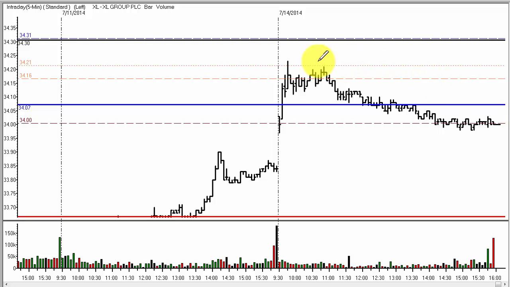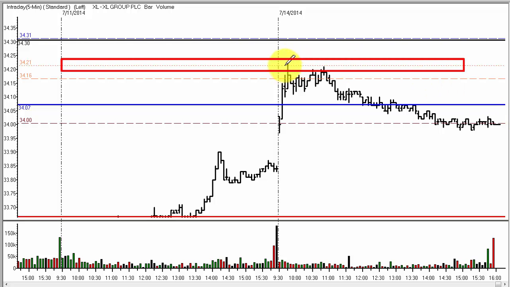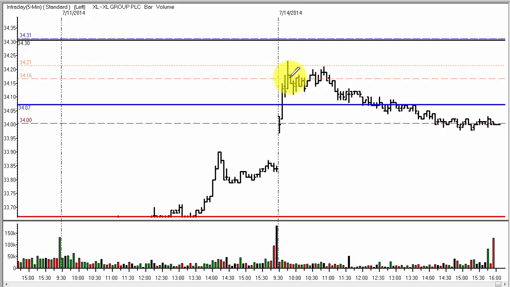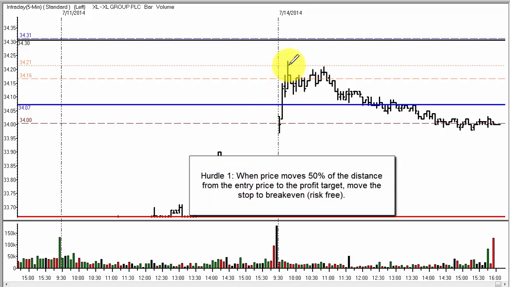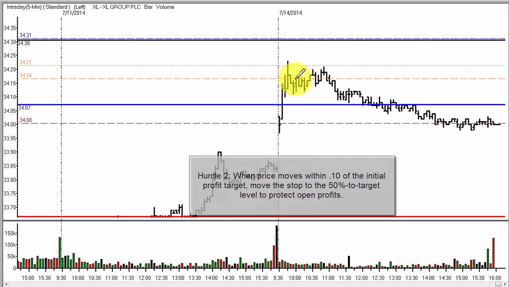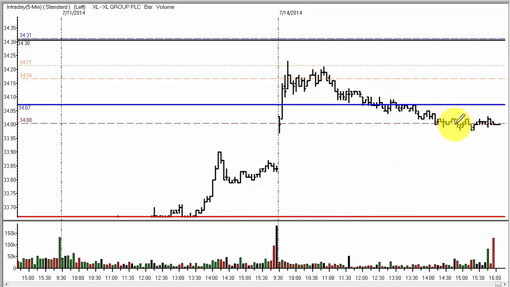What did happen was it got up, it hit 10 cents to the target, it reversed, and it got me out at 34.16. The point of all the rules is to control the risk. This first hurdle moves our trade to risk-free. The second hurdle moves our trade to protect a profit. So that's a profit-protecting stop at that point. And look what happened afterwards. It managed to keep us from running all the way back down to the entry price.